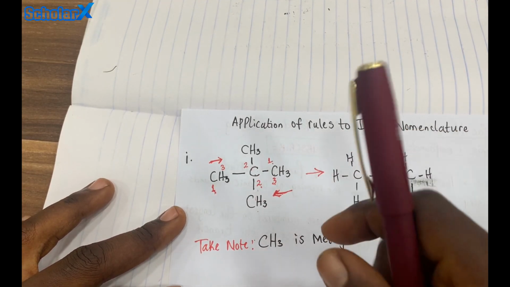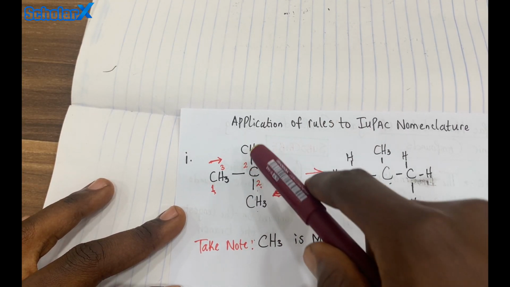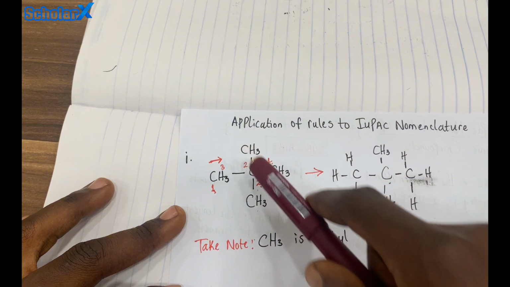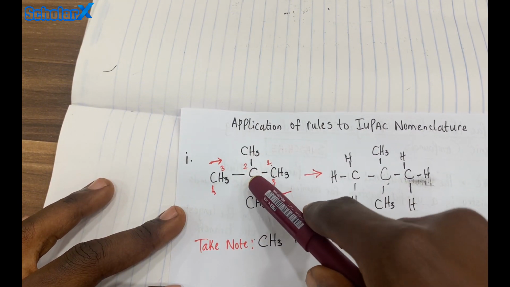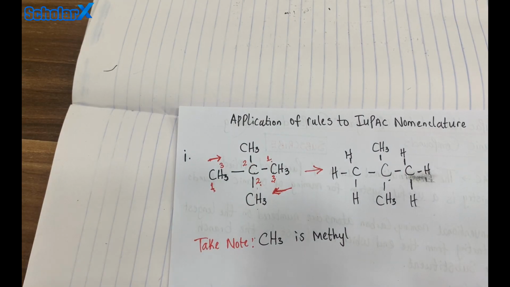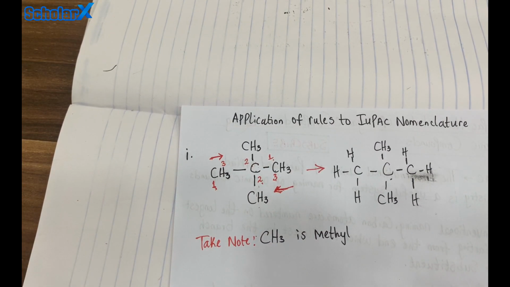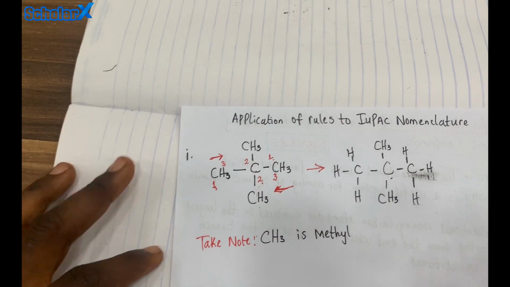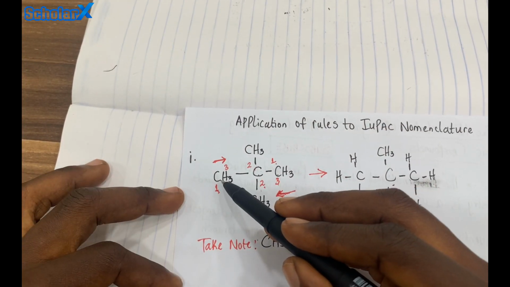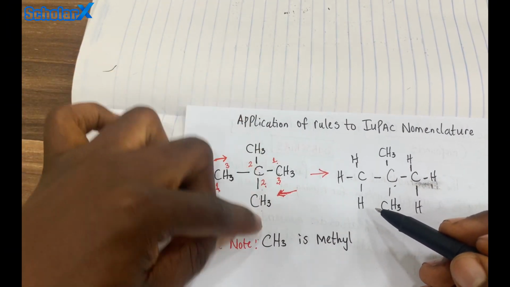Meaning that for us to name this compound, we have taken it that this substituent, although they are on the same carbon, falls on number 2. That's the first thing to take note of. Then, how many parent carbons do we have? That's another thing to take note of. We have 1, 2, 3. These carbons here are only substituents.